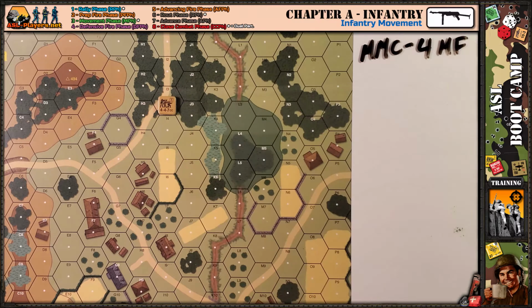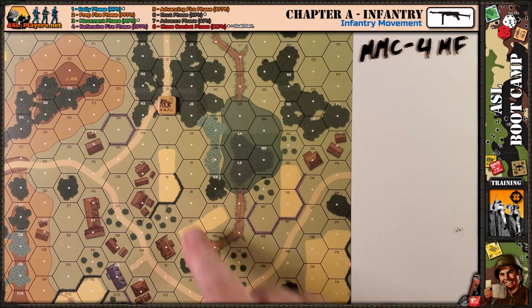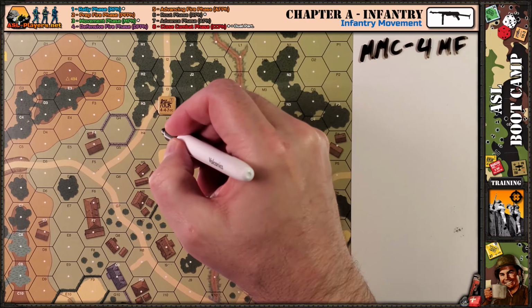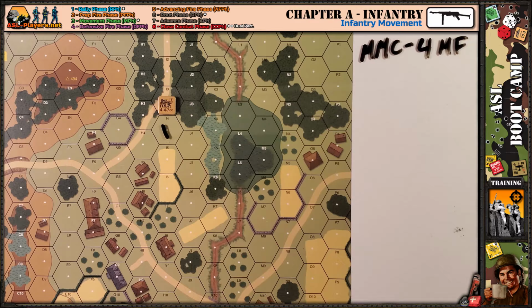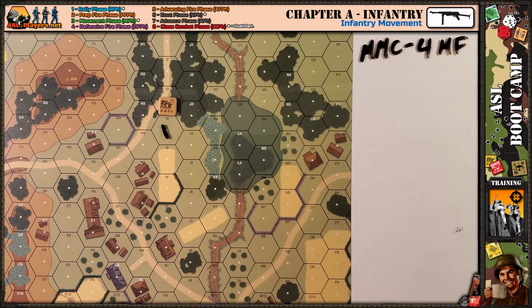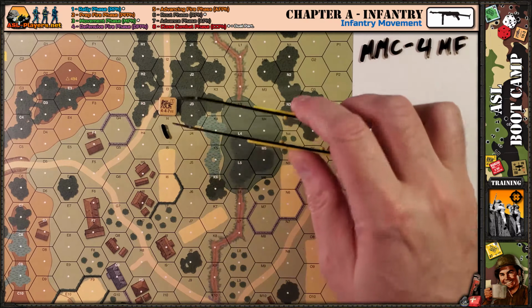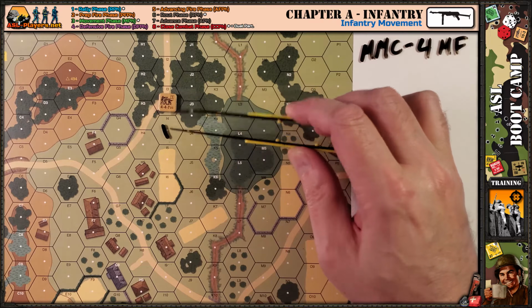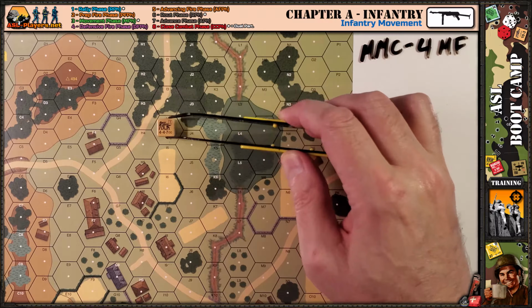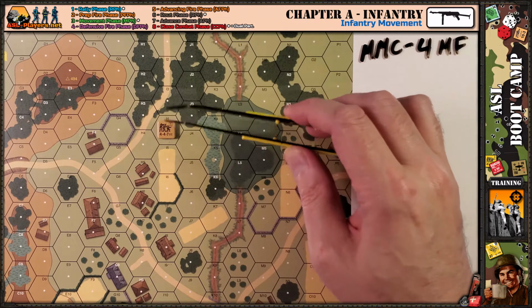Let's just say he's in this woods roads hex, and he wants to move in this direction. He has 4 movement factors. Open ground is 1 movement factor. So he could go, use my tweezers. I should get in the habit of using my tweezers. Let's just keep him in open ground and see how far he can go. He's got 4 movement factors.